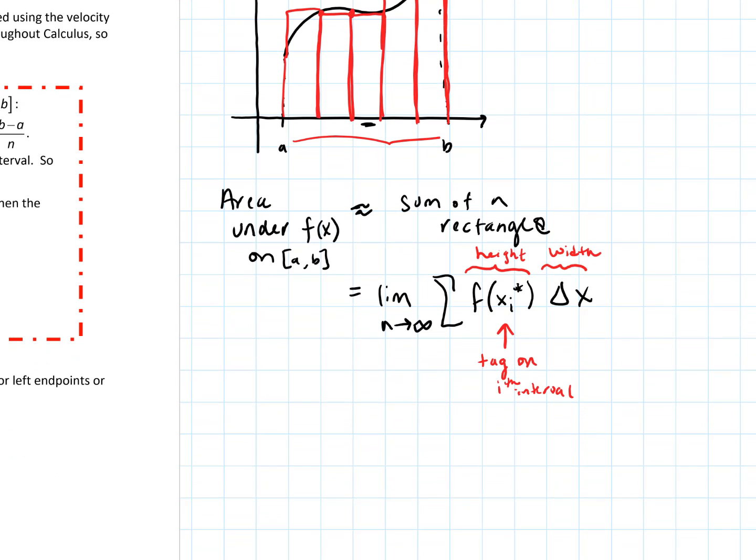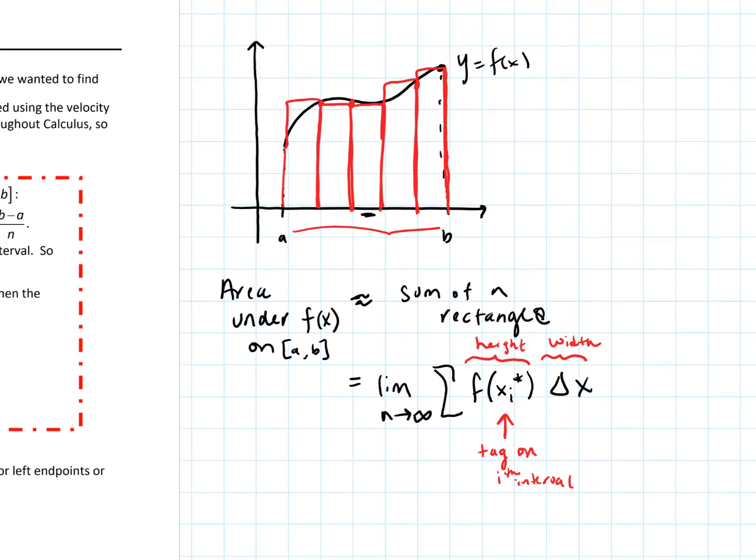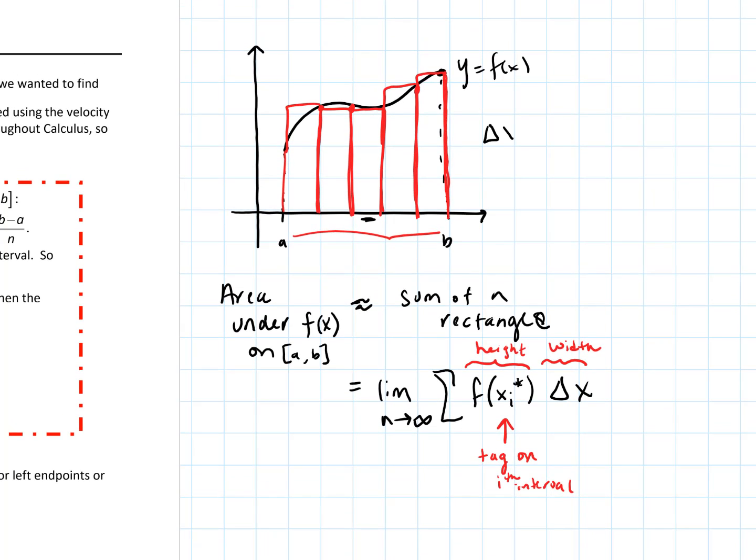And the width of the rectangles, by the way, we could have mentioned this up here. The width of the rectangles, delta x, each of these widths is delta x. And delta x is always found by taking b minus a, the length of the interval, and dividing by the number of divisions. So that's the length of the interval divided by the number of divisions. n represents the number of divisions.